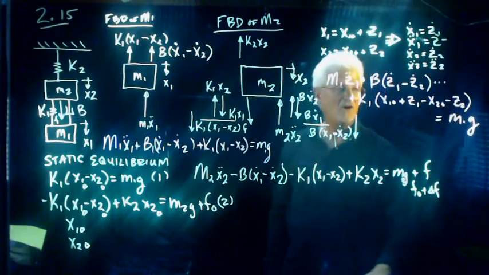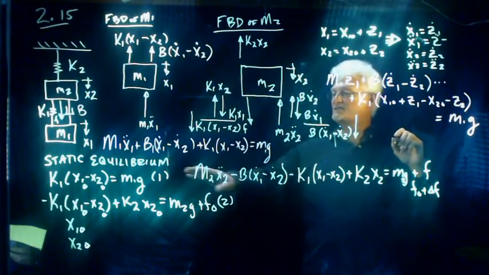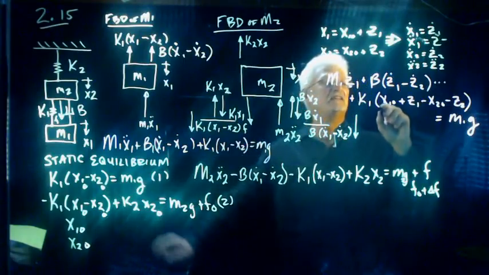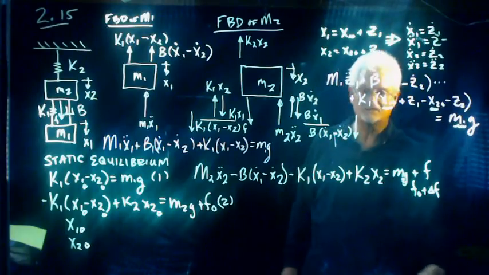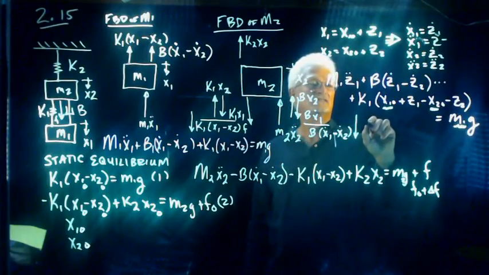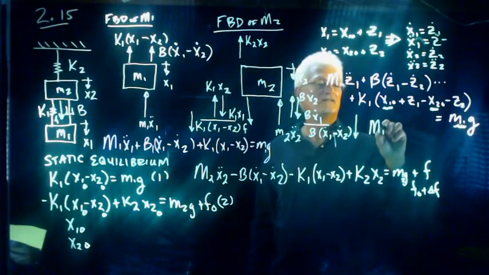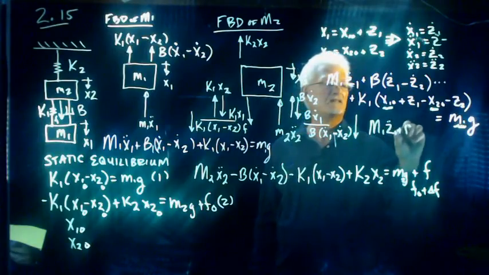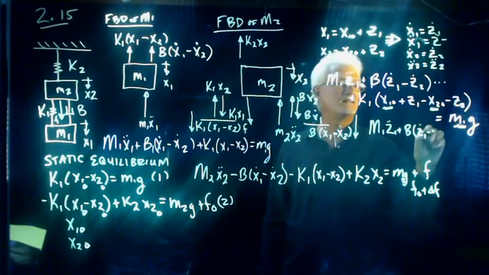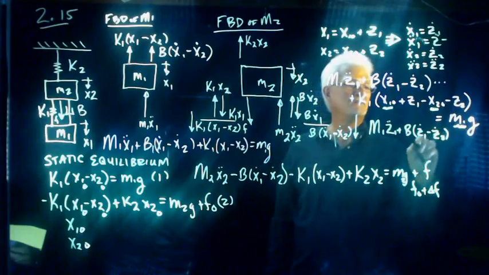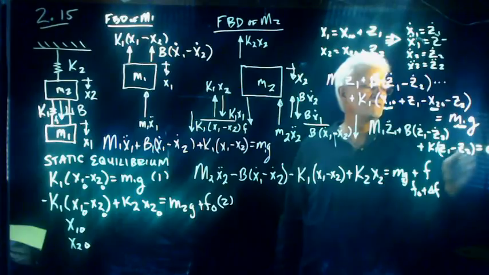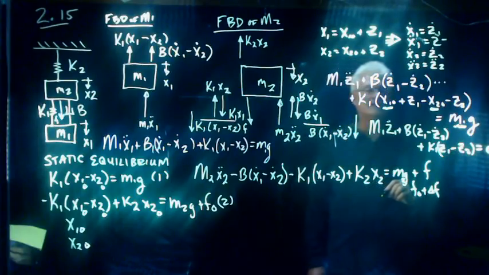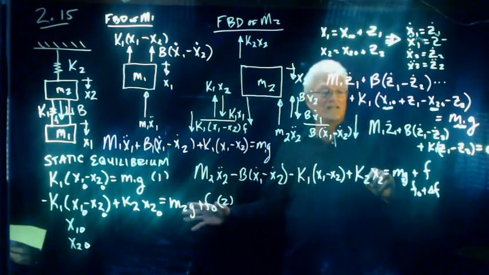is equal to m1g. The whole point of this is, if you go back and look at what the static equilibrium equation tells me, this and this all cancel. Thus, I can just write this whole equation m1 z double dot 1 plus b times z dot 1 minus z dot 2 plus k1 times z1 minus z2 equals 0. Look, no mg. We've erased the mg term.